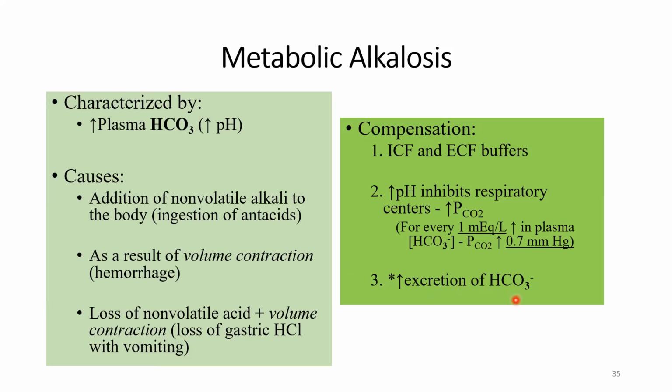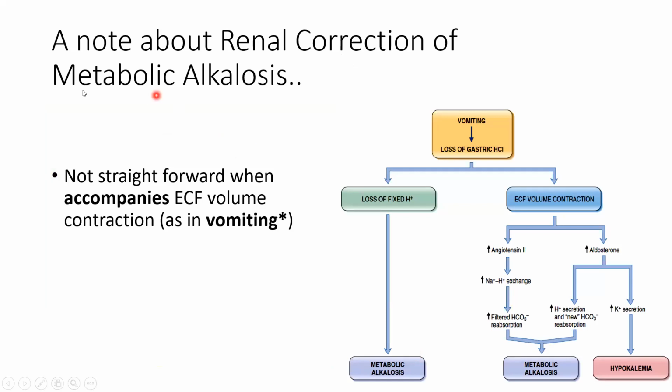However, there are certain complications in certain special cases, such as this. If the metabolic alkalosis is accompanied by ECF volume contraction, vomiting now comes to the front. You have to differentiate vomiting from obviously increased antacid ingestion. That's a clear differentiation. But when you compare vomiting with hemorrhage, that's the closer one, and that's what I'm going to talk about. What's the difference between hemorrhage and vomiting as a cause for metabolic alkalosis?